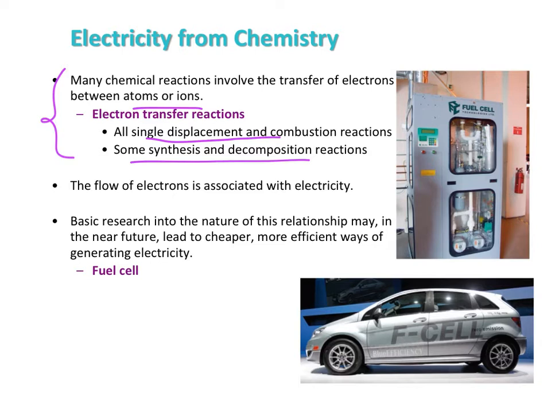In this chapter, we learn how the flow of electrons can be associated with electricity. Obviously, you know the importance of electricity for humans. And learning about this is important because it can lead to more efficient ways of generating electricity. For example, the fuel cell. It's basically a battery that is self-generating. Obviously, there's still research required for this type of battery, but we will talk about that in a later video.